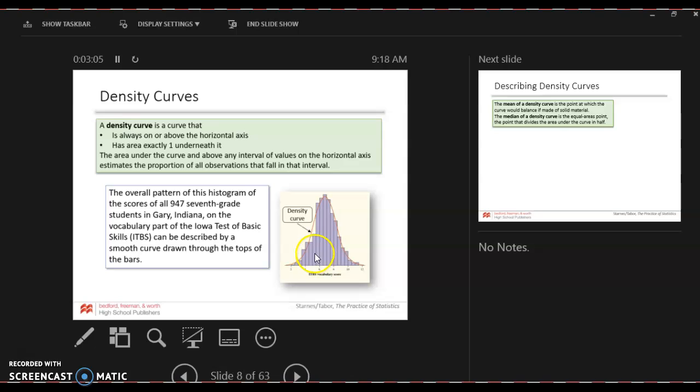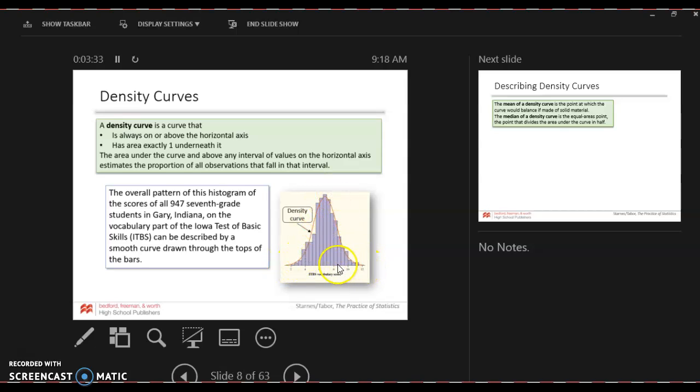Here's another picture of a density curve. So here's a histogram. This is the scores of all 947 7th grade students in Gary, Indiana on this skills test, this vocabulary test. So here's the histogram of those 947 7th graders. If I want to fit a density curve, again, I estimate the histogram with a smooth curve over top. So my density curve is right here.